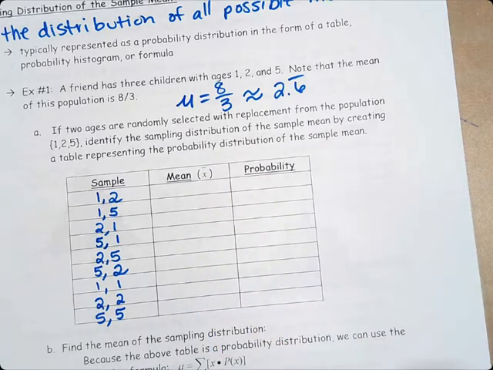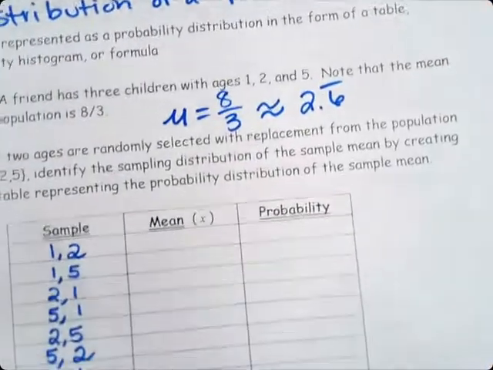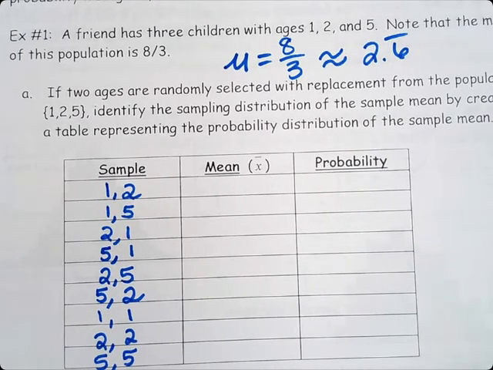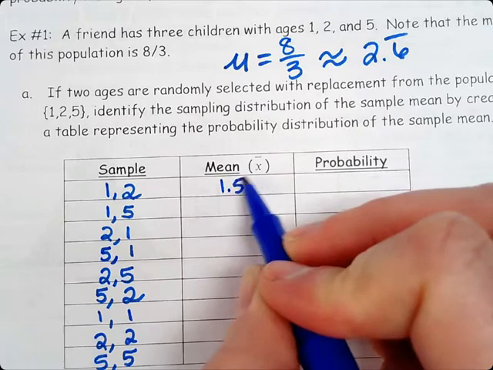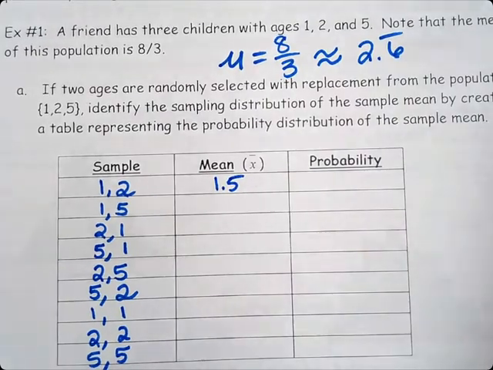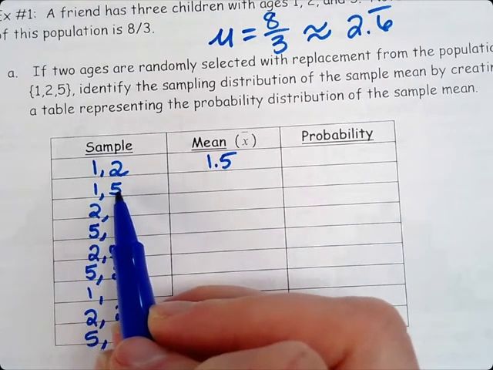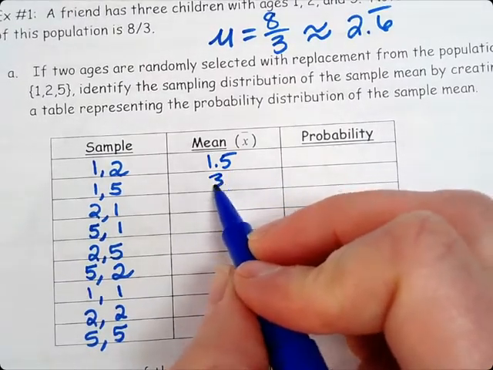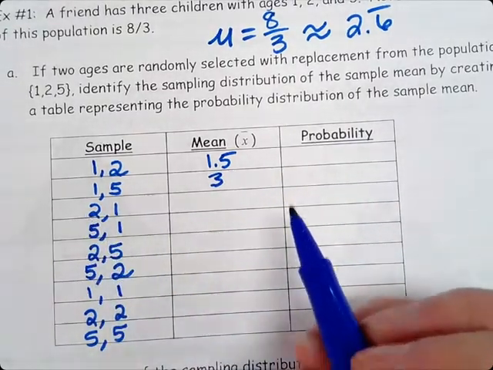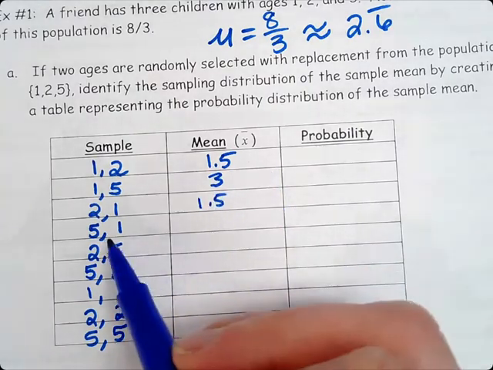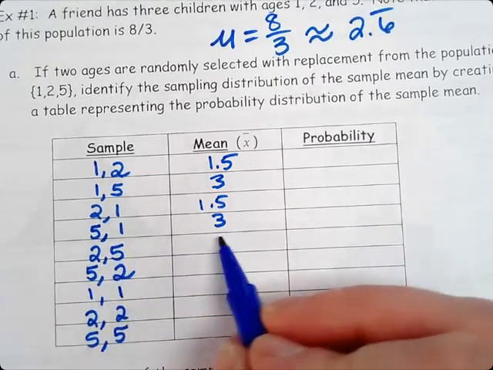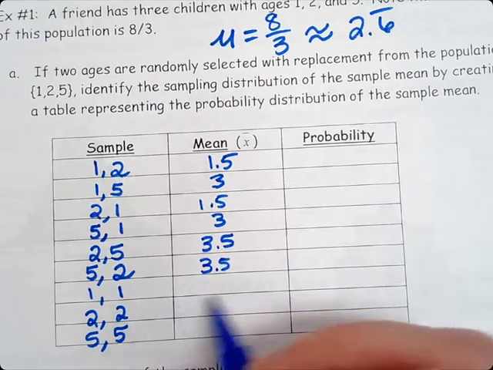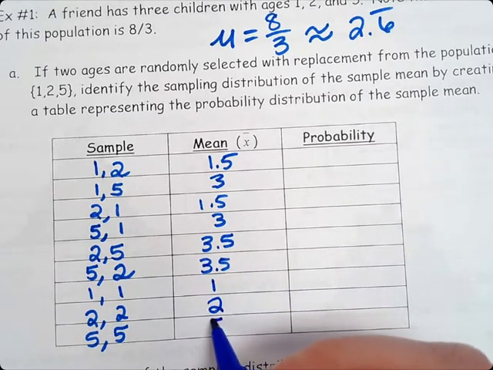So let's find the mean of these samples. What would be the mean if you picked a 1 and a 2? You would add them together and divide by 2, so that'd be 1.5. What about the next one? If we have a 1 and a 5, what's the mean? Okay. A 2 and a 1. A 5, 1. A 2, 5. 5, 2. 1, 1. 2, 2. And 5, 5.